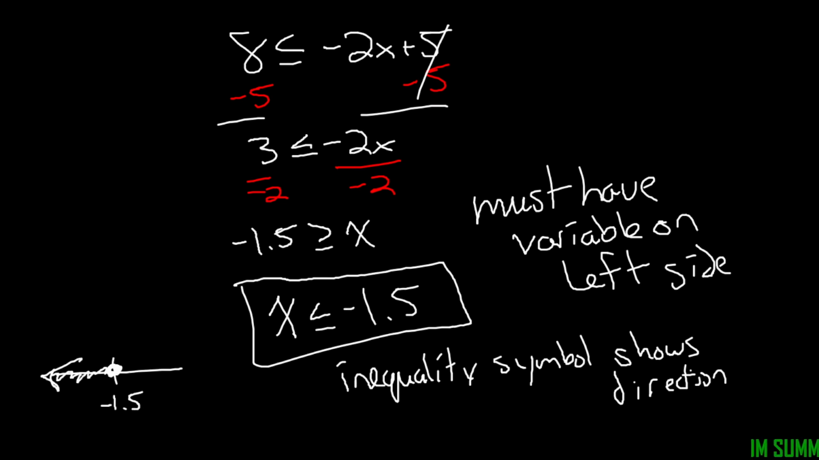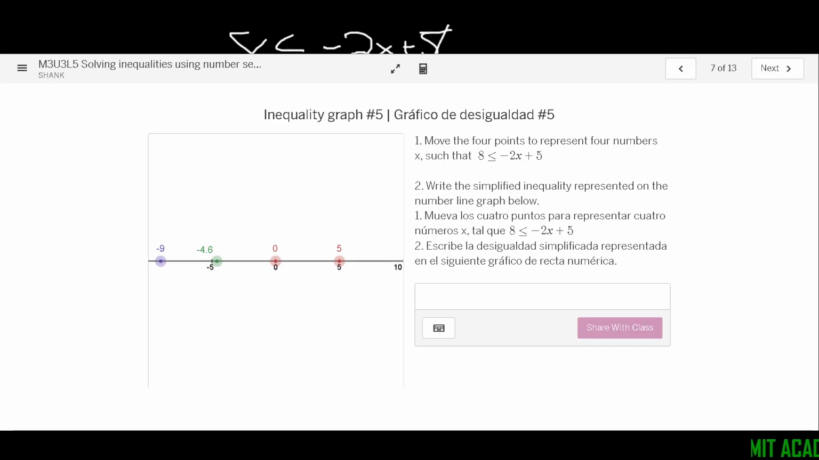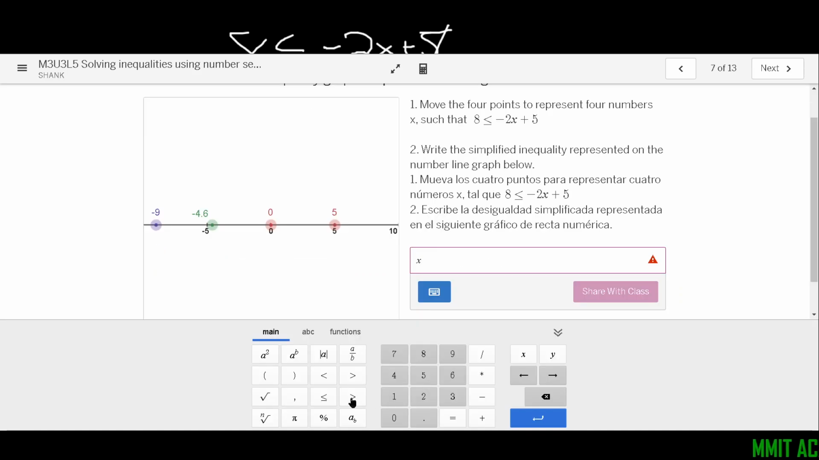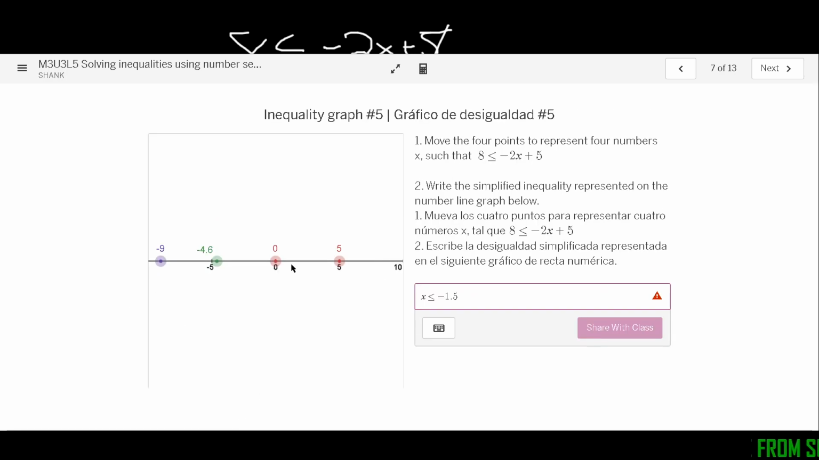So let's graph that out and see what it looks like. I'm going to say x less than or equal to negative 1.5. And let's move these values to be below that. 0 is not a solution, so we have to move that down. Positive 5 is not a solution, so we have to move that down. I can actually put it on negative 1.5 since it has that filled in line. It'd be a closed circle on -1.5.